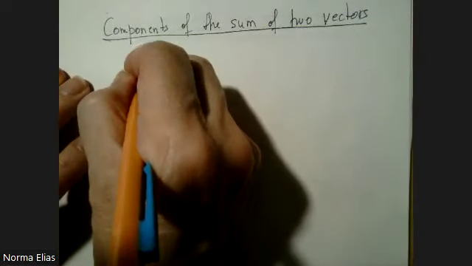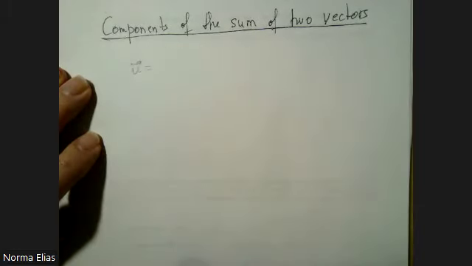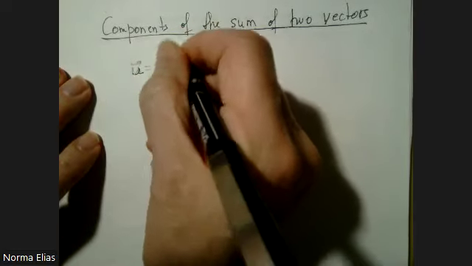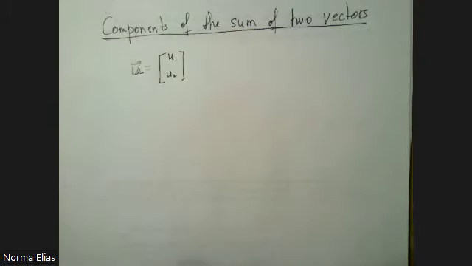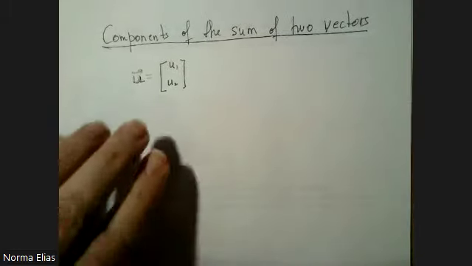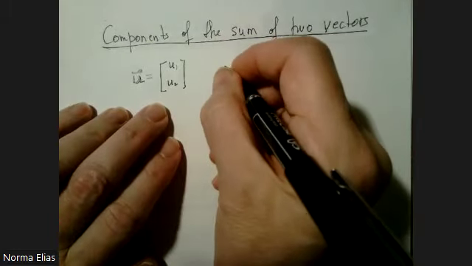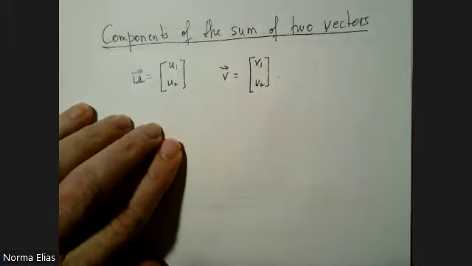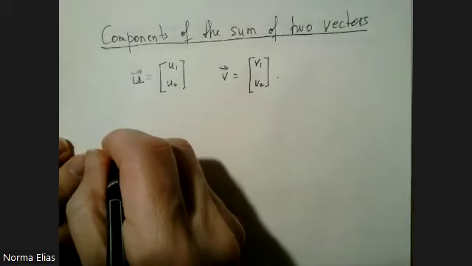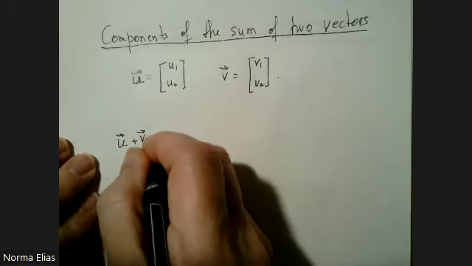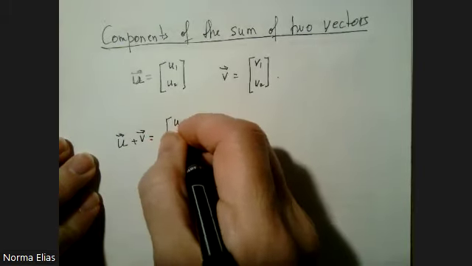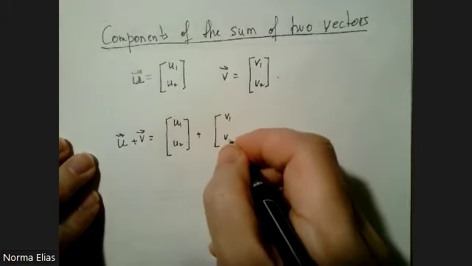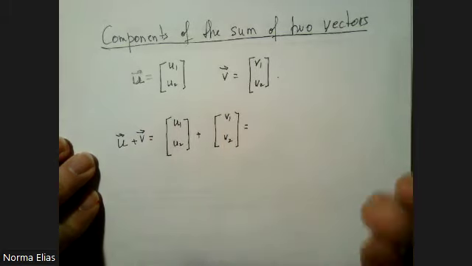All right, so let's see what the idea is. Suppose I have two vectors, u, which is u1, u2. These are the components of the vector. It means they are the coordinates of the point, the head of the vector. And v is v1, v2. Those are my vectors. And I want their sum, u plus v. It means u1, u2 plus v1, v2. And the question is, what is their sum?